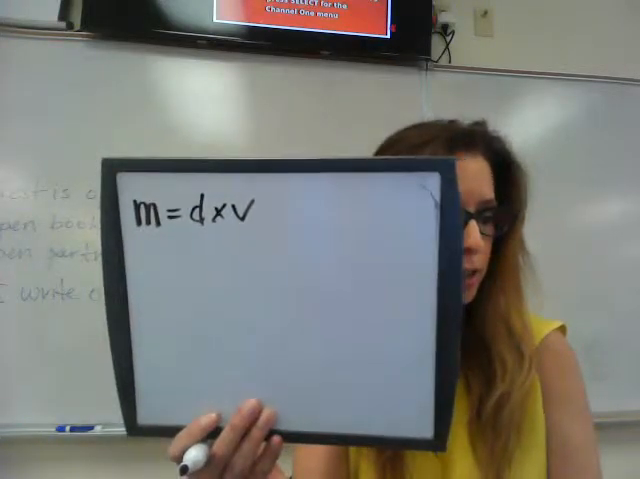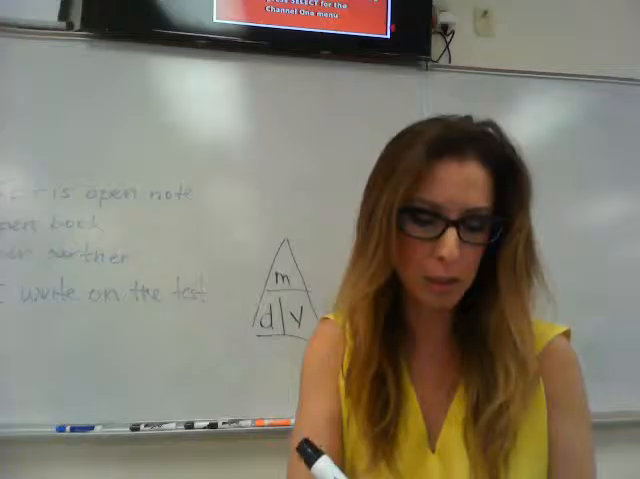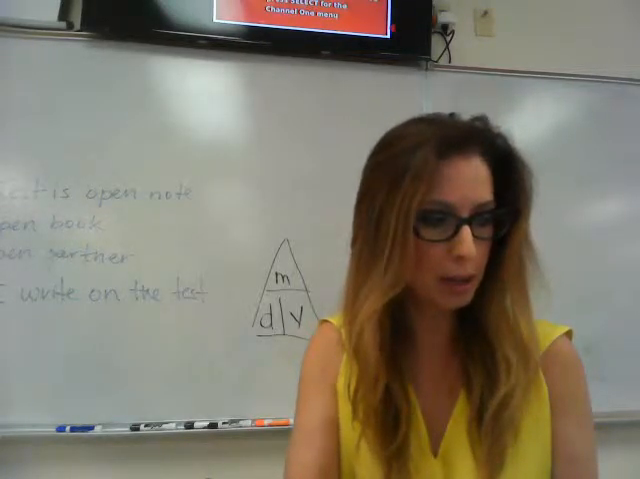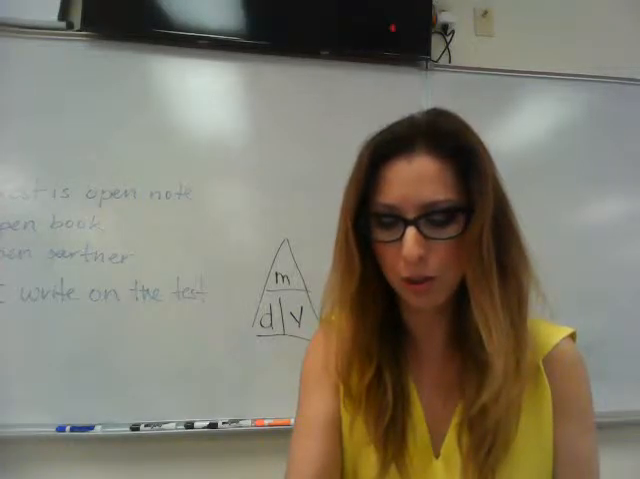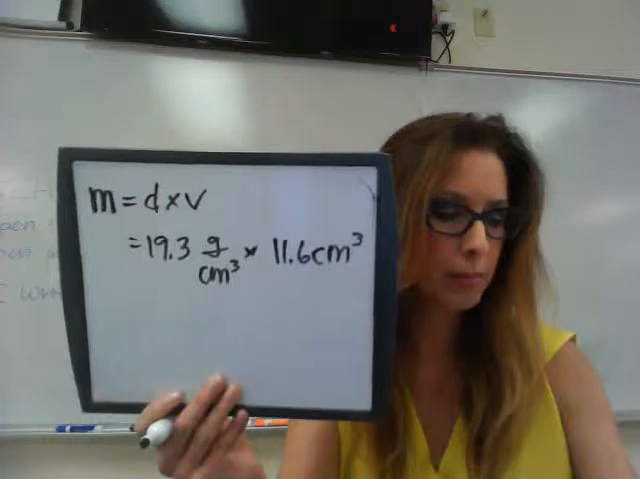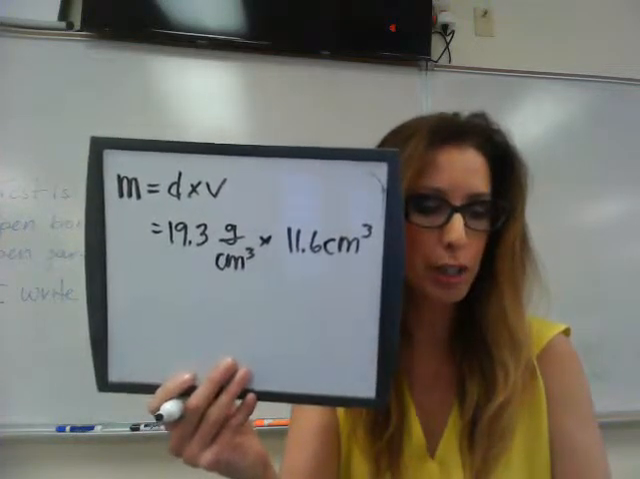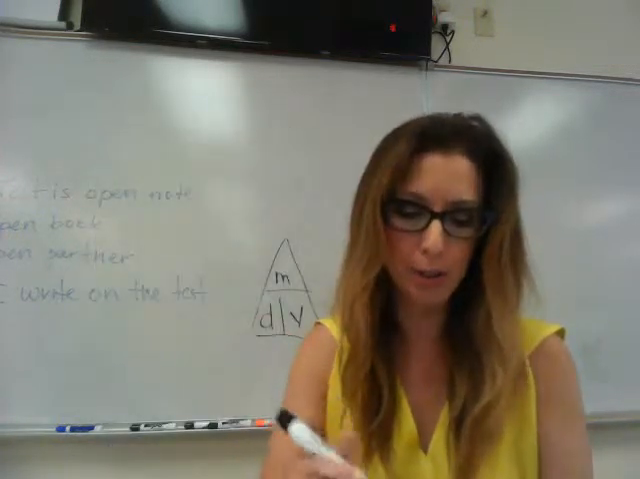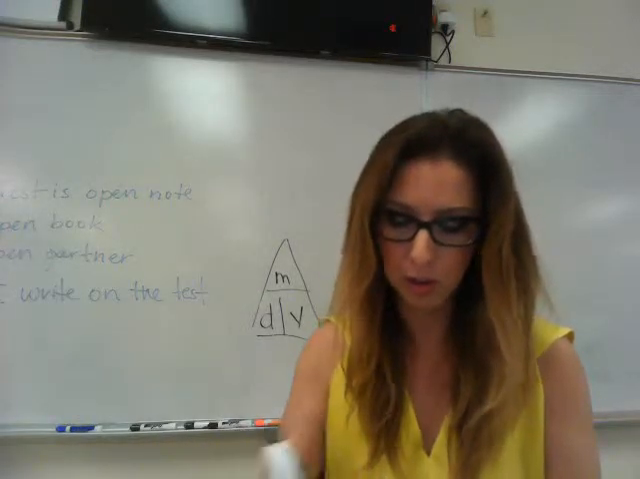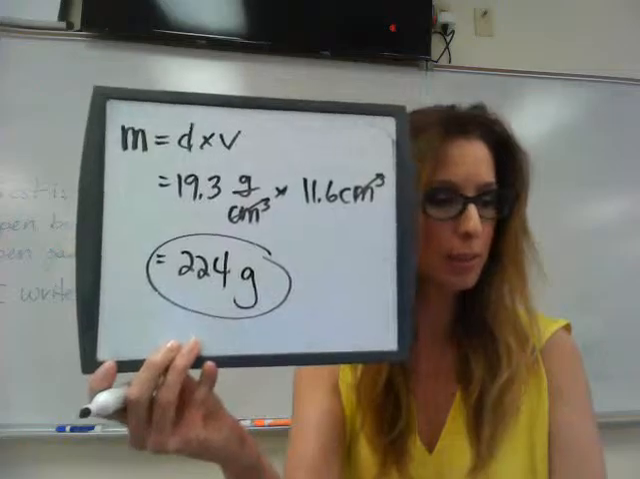We're going to substitute the values in. It's 19.3 grams per centimeter cubed times 11.6 centimeters cubed. And it looks like this. You're going to get 223.8. We've got to round it up. It's going to be 224. Centimeters cubed is going to cancel, and you're going to get grams like this.